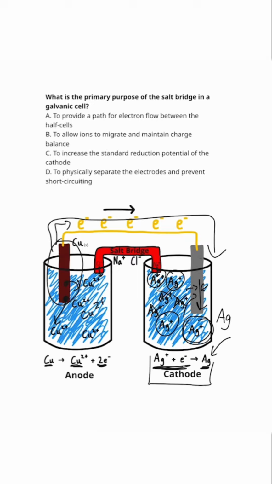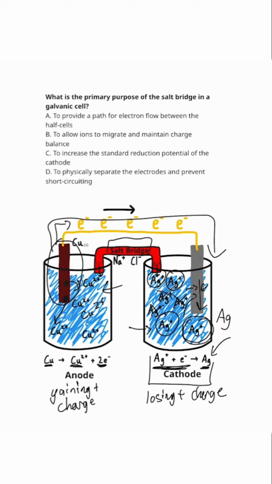But what all of this means is that on the left side, because the copper ions are accumulating, we are gaining a positive charge in that solution. And on the right side, because those silver plus ions are turning into neutral solid silver, we are losing a positive charge from that solution. And all of that is where the salt bridge comes in.